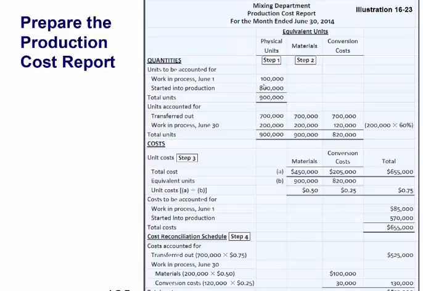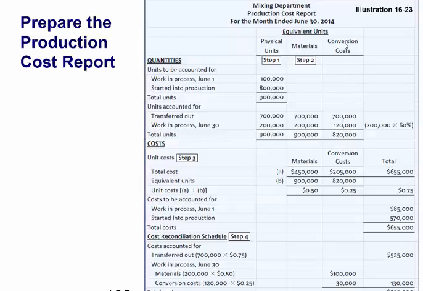We're good to go there. But step 2, we need to utilize this information here and the conversion information in order to do step 2. All right, so as to materials, those 700,000 units received 100% of their materials, so 700,000 is the result. And these 200,000 units, as to materials, are also 100%, so 200,000. So equivalent units as to materials is 900,000.